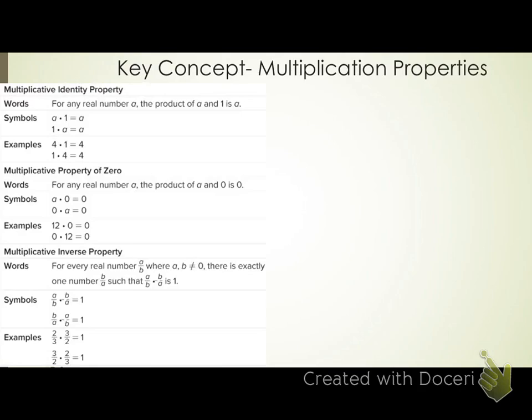I multiply by that number. So what's the reciprocal of 2 over 3? 3 over 2. If I multiply 2 over 3 by its reciprocal, I get 1. Same thing, 3 over 2. Flip it, 2 over 3. Multiply those together, I get 1. Questions on these three properties? Okay, can I move on?